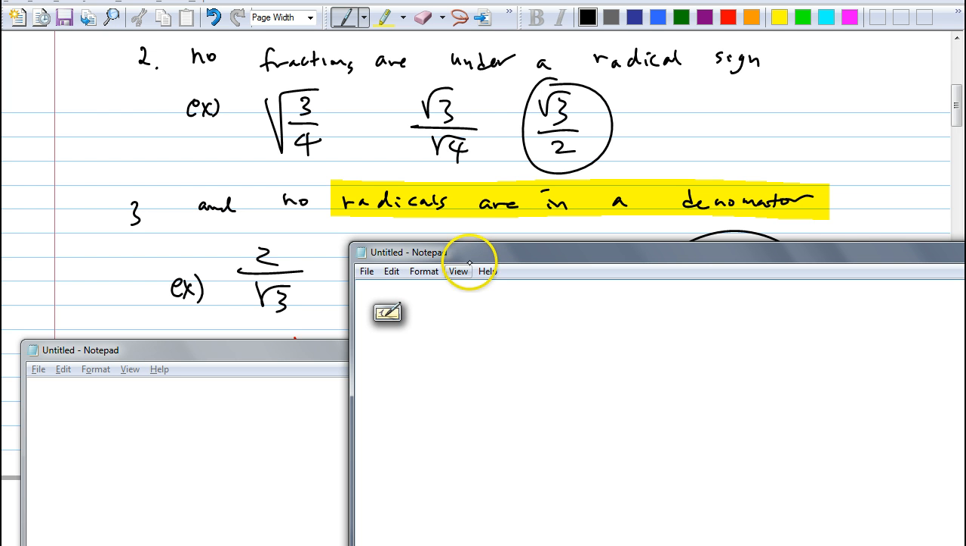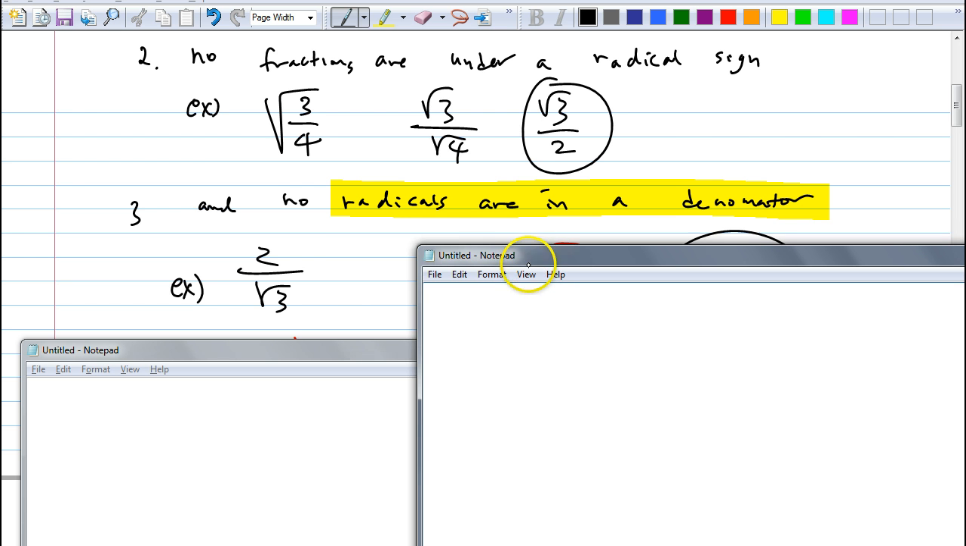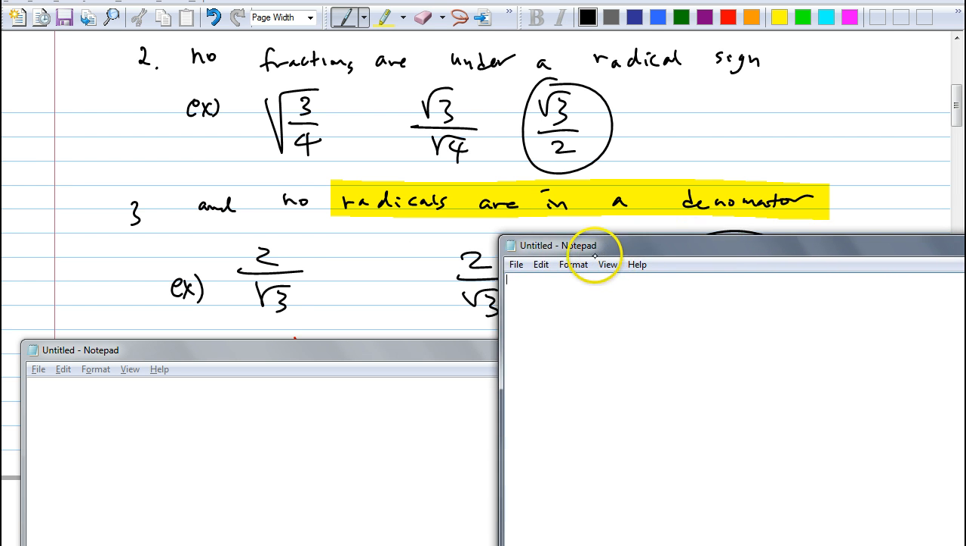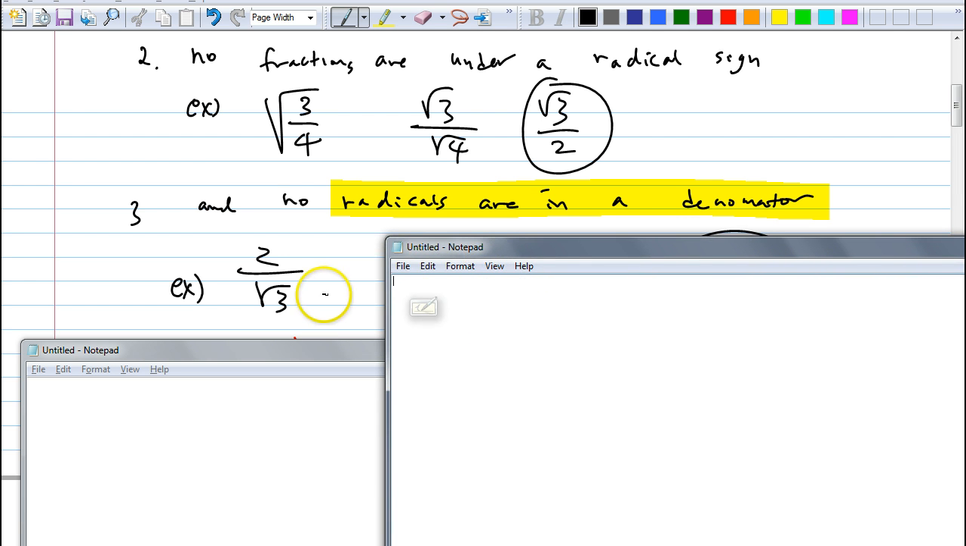Good. You guys remember we did this before, and this is what Jonathan said. This is called rationalizing the denominator. Because right now, look at my denominator. It's an irrational number, isn't that right? So we want to make it into a rational number. How do you do that?